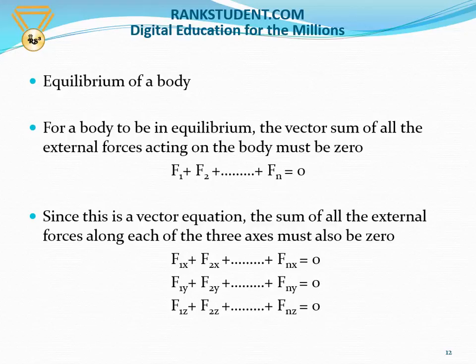Equilibrium of bodies. This is an important concept. For a body to be in equilibrium, the vector sum of all the external forces acting on the body must be 0. F1 through Fn added up should be equal to 0. This is a vector equation, and it can be resolved along the three axes, 1 and 2 and 3. F1x plus F2x, etc., all the way up to Fnx equals 0. Similarly, along the second and the third axis.